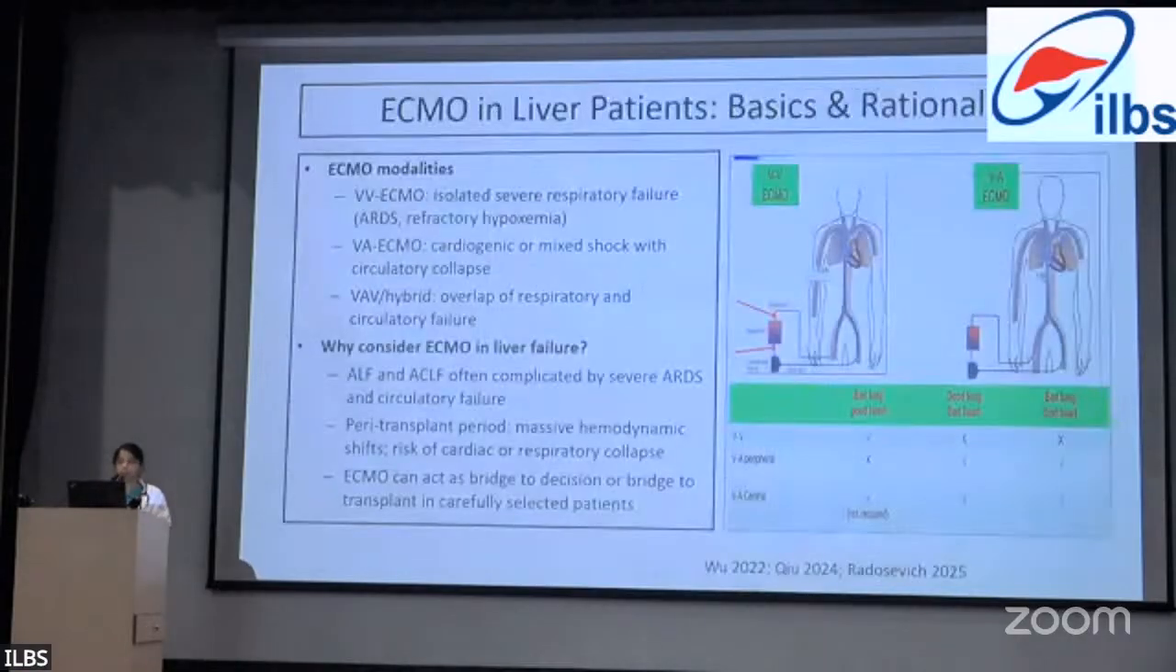Briefly, ECMO in liver patients. There is veno-venous ECMO, veno-arterial ECMO, and veno-arteriovenous hybrid ECMO. Veno-venous ECMO is done for patients who have a bad lung and a good heart. For patients with a bad heart, veno-arterial ECMO is done, either peripheral or central. So why should we consider ECMO in ALF? In ALF and even in ACLF complicated by severe ARDS and circulatory failure, peritransplant, it should be offered in the peritransplant period, where massive hemodynamic shifts and risk of cardiac or respiratory collapse are there. ECMO can act as a bridge to decision or bridge to transplant in carefully selected patients.